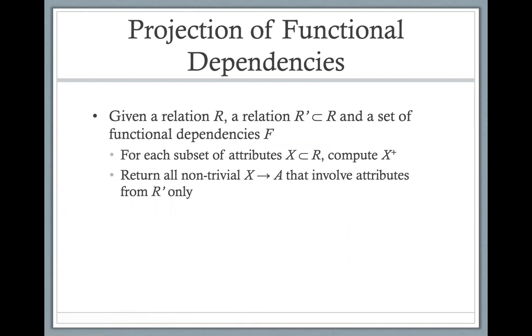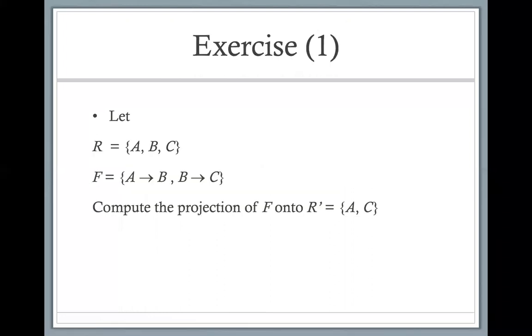Okay, before we go into the algorithm and do an example, just a quick remark on projection. What does it mean to project a set of functional dependencies on a new relation? You compute the closure of X, so you get X plus, and then return all non-trivial functional dependencies that involve attributes in R dash. Let's see an example. Let's start with projection, because this is used in the main algorithm of BCNF.